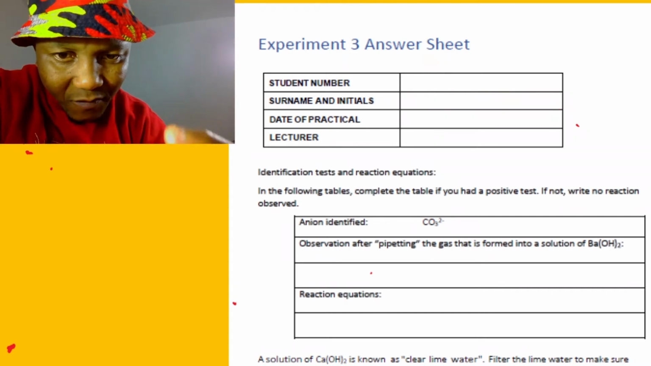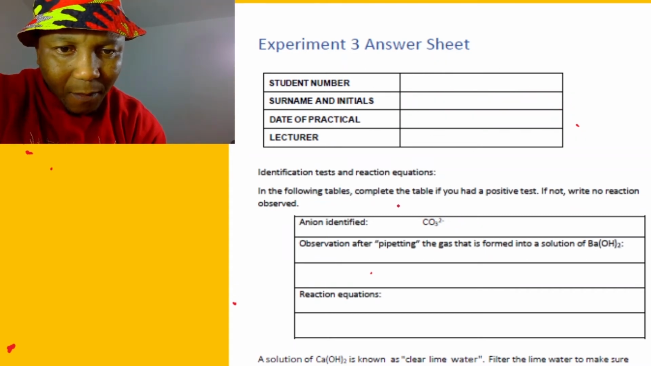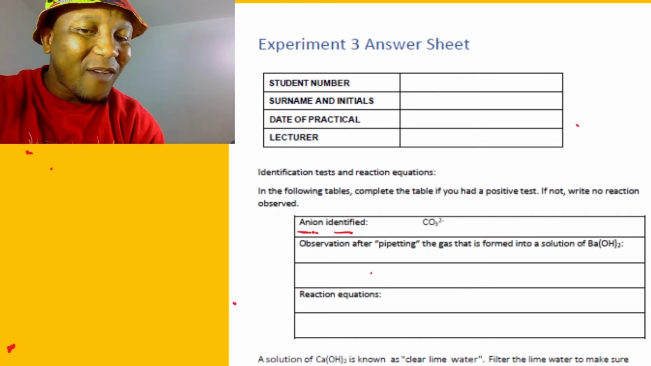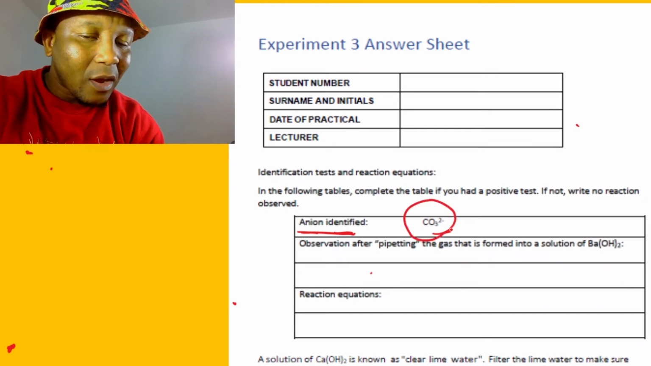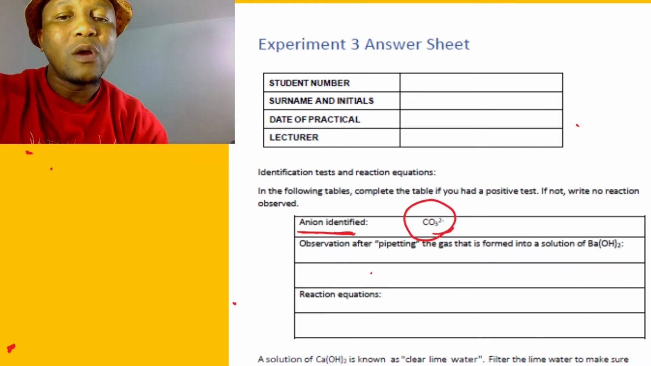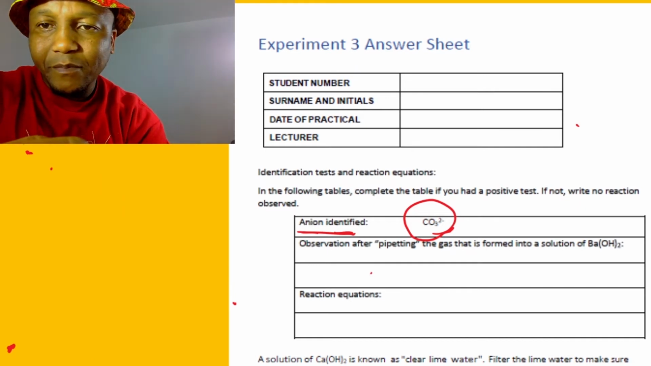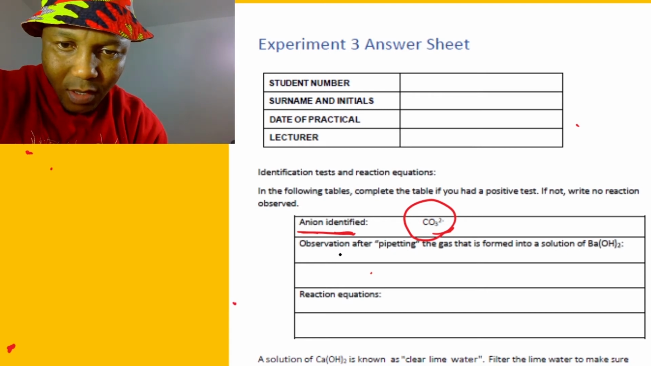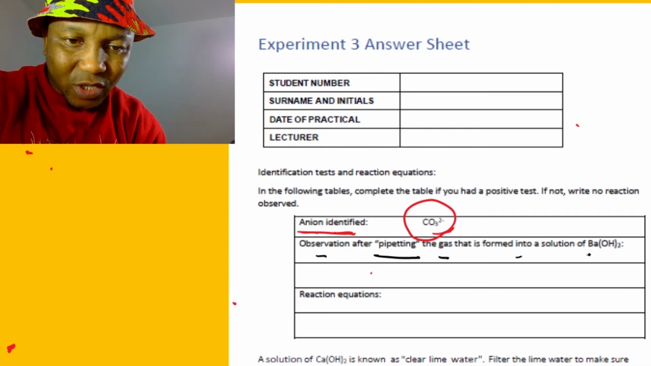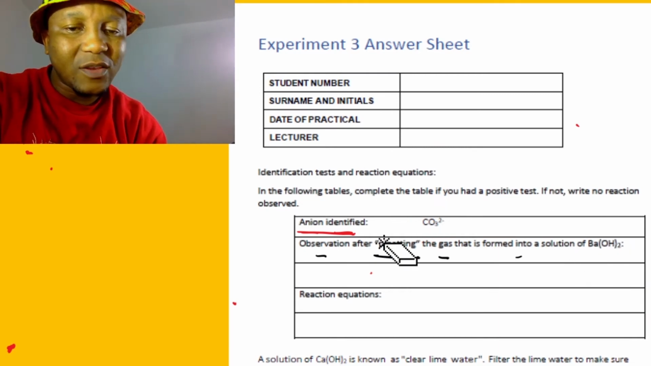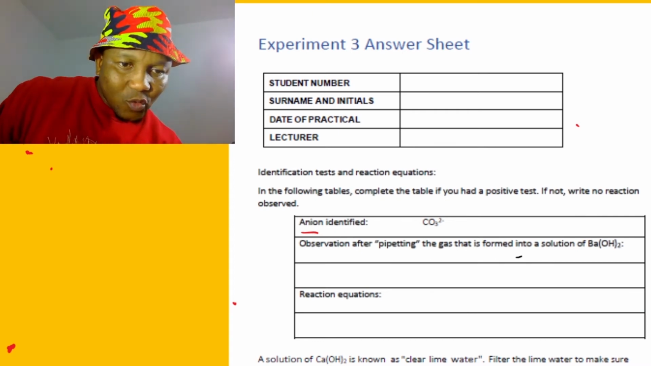Now let's go to the question here. Read the following. We want to identify the anion. When we identify carbonate, we want to answer the following: the observation after pipetting the gas that formed into the solution of barium oxide. What did we observe? I'm going to tell you what you observed here.